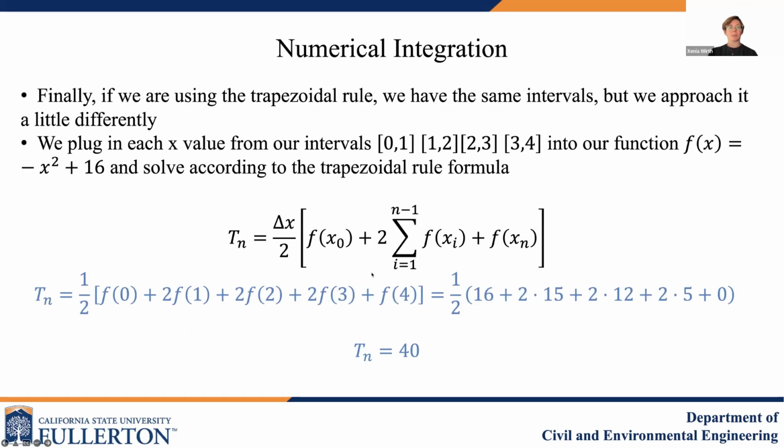Finally, we can use the trapezoidal rule. We will have the same intervals, 0 to 1, 1 to 2, 2 to 3, and 3 to 4, but we approach it a tiny bit differently. We plug each of the x values from our intervals into the function f of x and solve according to this trapezoidal rule formula. The first thing we do is leave delta x over 2 off to the side, and deal with that later.